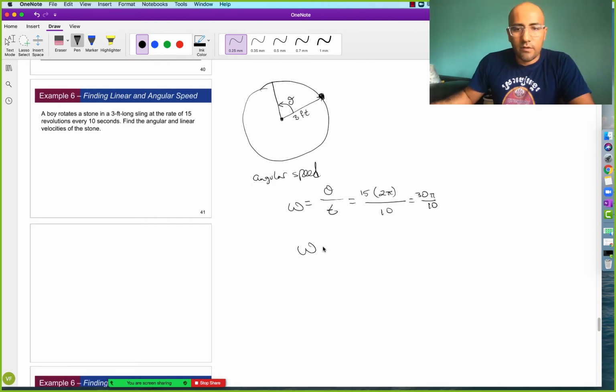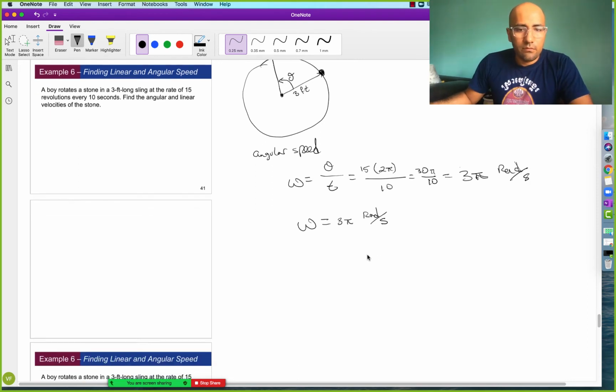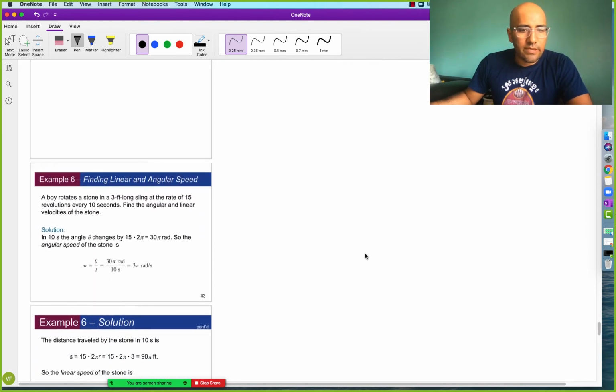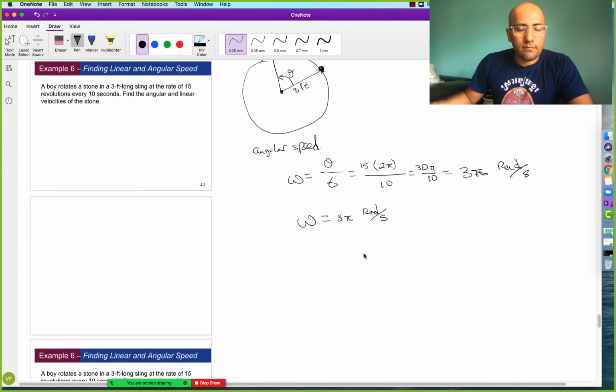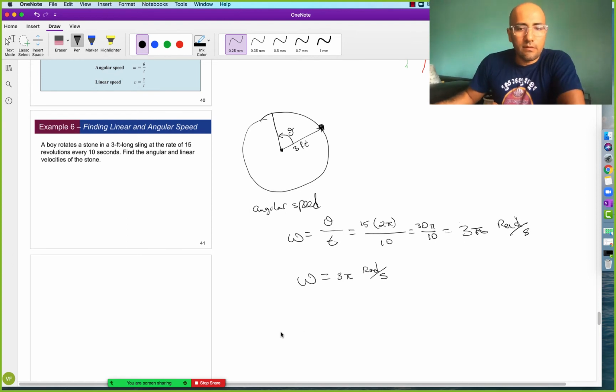So this reduces to 3 pi, and this is radians per second. Omega equals 3 pi rads per second. Good. And that matches what they did, rads per second. And then our other formula, v, for the linear speed, is equal to s divided by t.